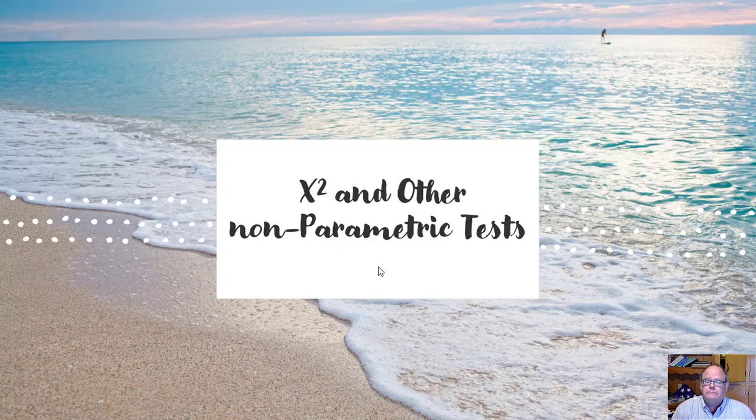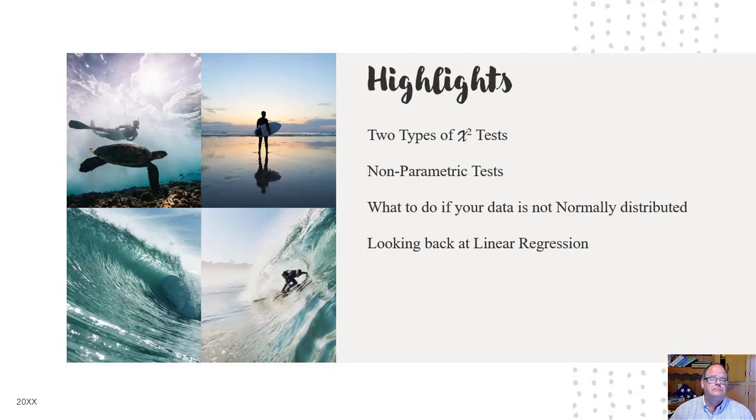Welcome to our latest video for the week, chi-squared and other non-parametric tests. Our highlights, or our main points for this time, are two types of chi-square tests. Then we'll talk about non-parametric tests, and what to do if your data is not normally distributed. And last, we're going to look back at a few things from our linear regression tests that we did last week.